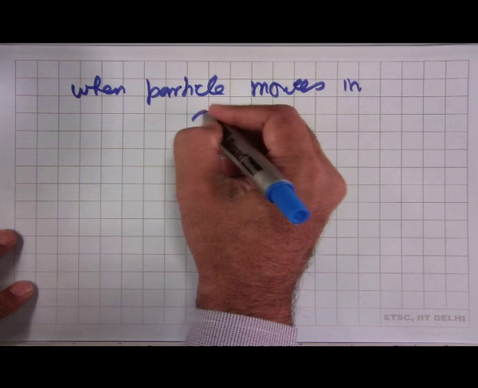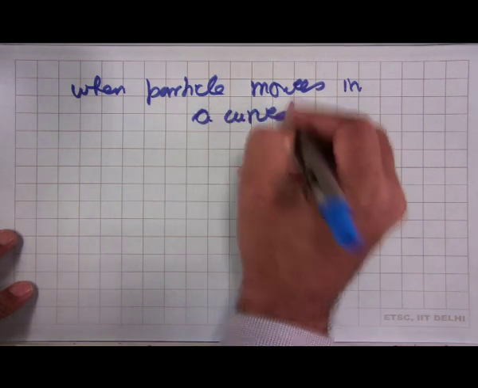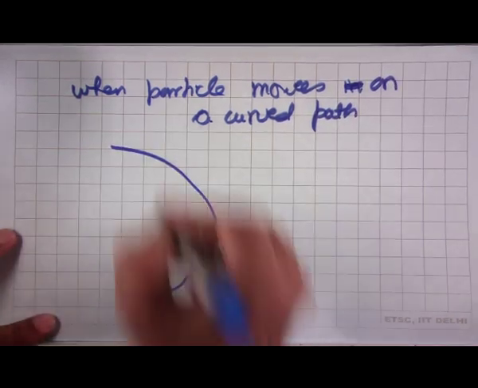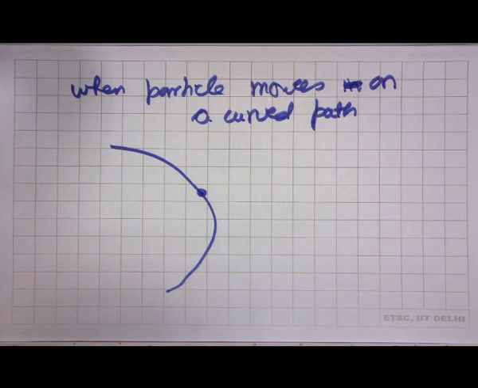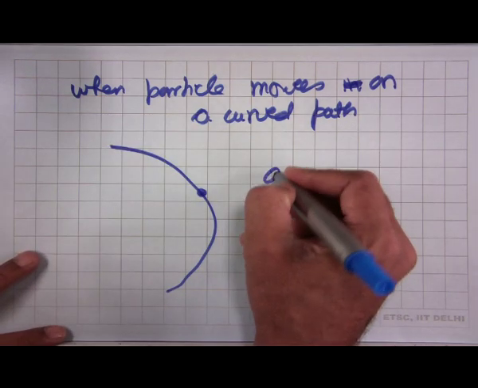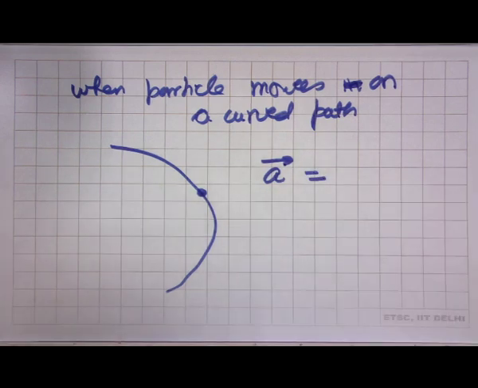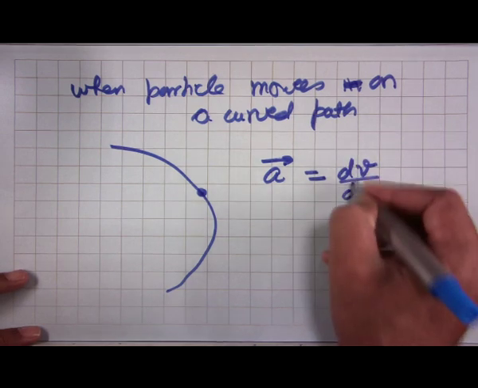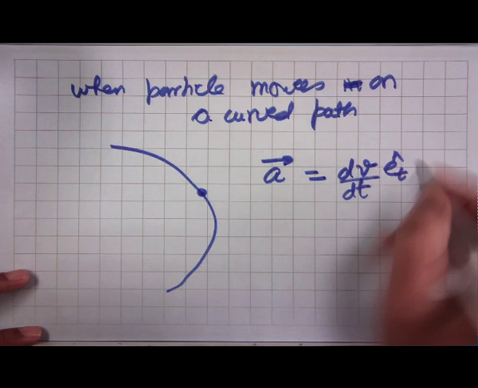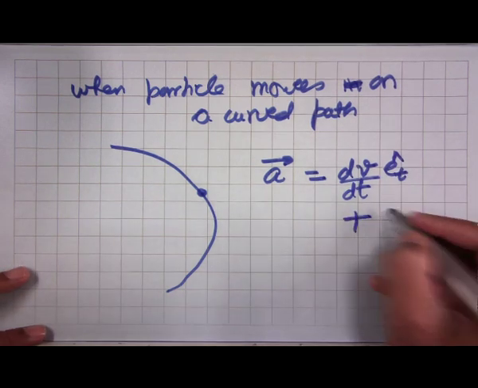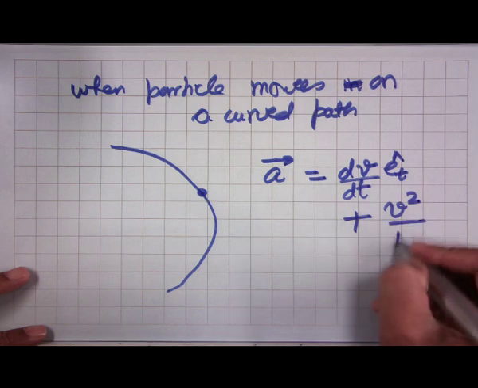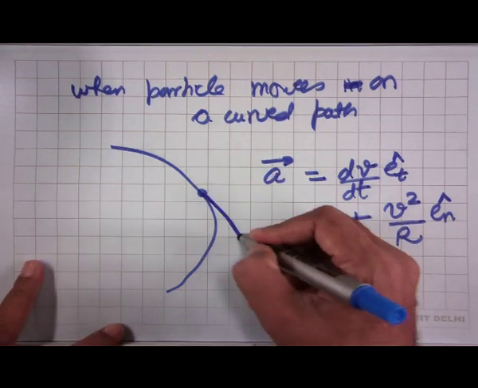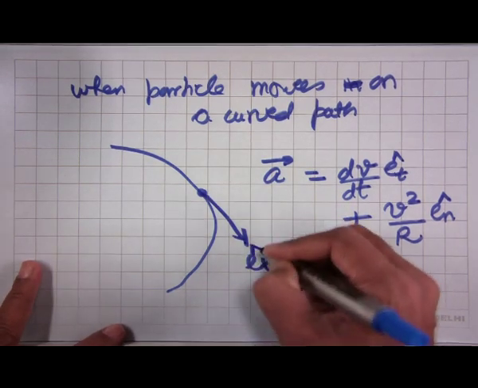Now, this changes, as we have seen before, when the particle moves on a curved path. In that case, what we find is that when the particle is moving along the curved path, acceleration has two components, and we can write acceleration as equal to... I'll just explain these two unit vectors. Et is the direction which is tangent to the path.